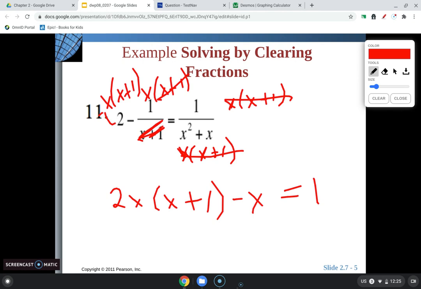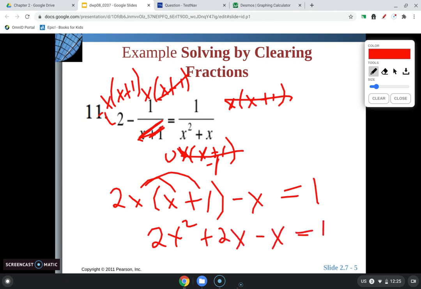So remember now, when we started this problem, if we get 0 or negative 1 as one of our answers, we'll have to throw that out. All right, so this gives us 2x squared plus 2x minus x equals 1. 2x squared plus x minus 1 equals 0.